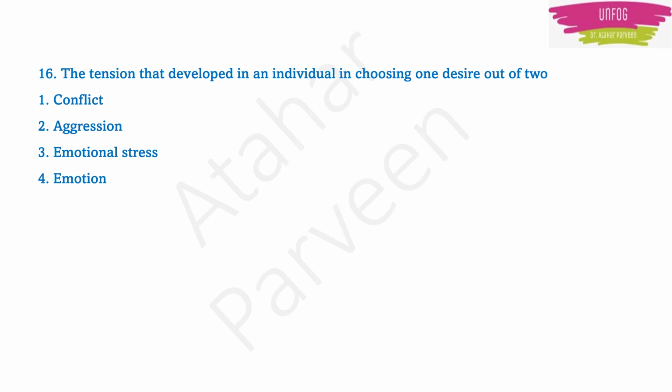Next question. The tension that develops in an individual in choosing one desire out of two. So what is this known as? Either it is conflict, aggression, emotional stress or emotion. So very hard terms, right? To answer this type of question, you should know the meaning of each word, right?